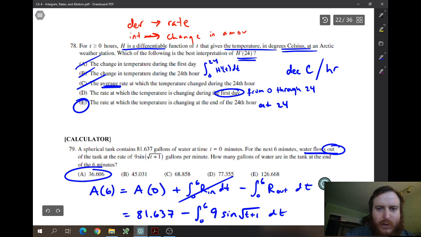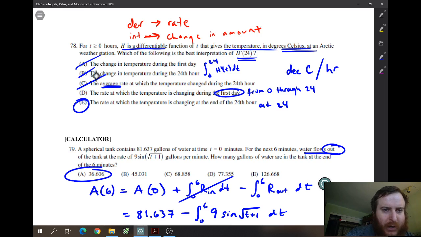So since I'm starting off at temperature, if I'm doing a derivative, H prime, then I want something that has a rate in it. So A I can cross out because it says change. B I can cross out because it says change. C I crossed out because of the word average, right? H prime is not an average formula. H prime is just the derivative at a point. And so that's why E is correct and not D.